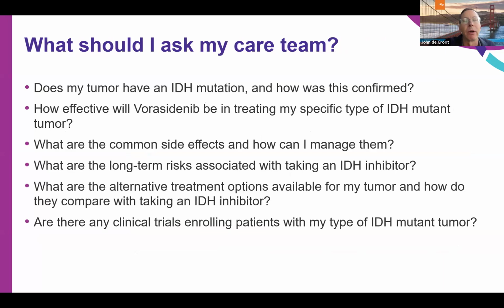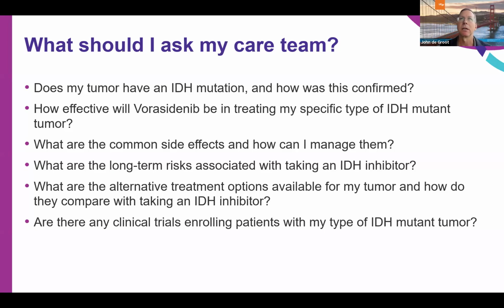So one thing that I think might be helpful to discuss is what you should ask your care team. One, of course, is, does my tumor have an IDH mutation, and how was this confirmed? We talked about staining versus next generation sequencing. How effective do we think Vorasidenib will be in treating my specific type of IDH mutant tumor? We talked a little bit about common side effects, but how would those be managed is an important thing to discuss. Are there long-term risks associated with taking an IDH inhibitor?